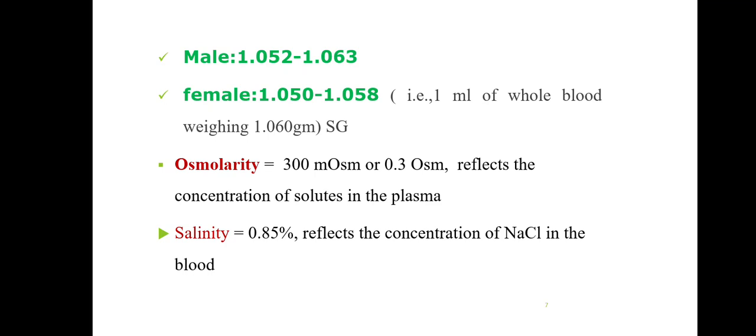And then how about osmolarity? First of all, we should know what osmolarity is. Osmolarity, we're just looking at the concentration of solutes in the plasma. The solutes: bicarbonate, calcium, potassium. If we calculate all those components using the SI units, milliosmoles, it gives us 300 milliosmoles. So the 300 milliosmoles is the average, approximate osmolarity of blood.